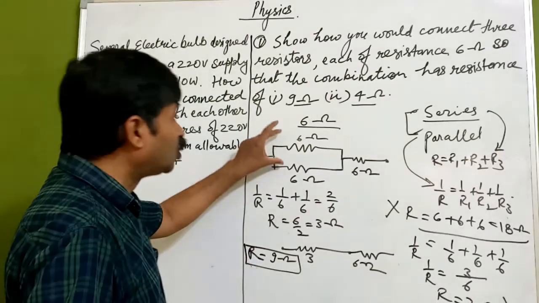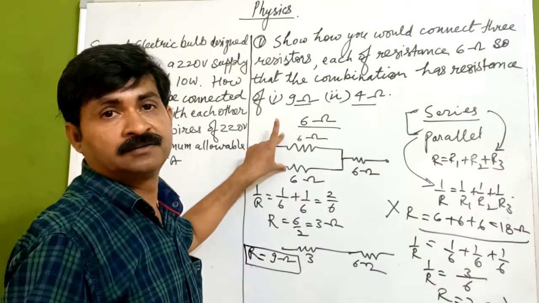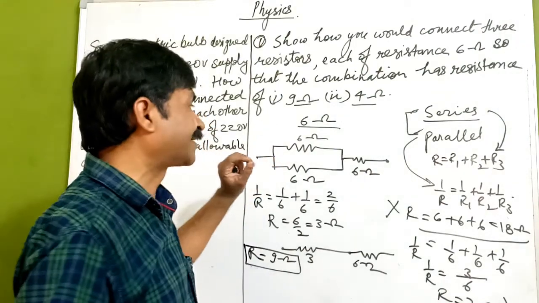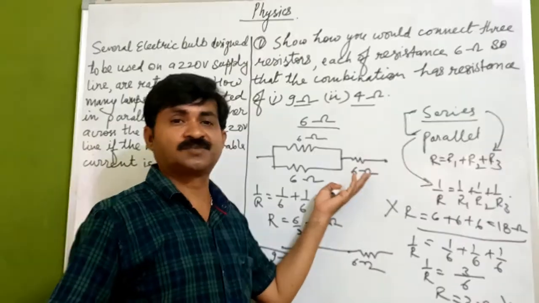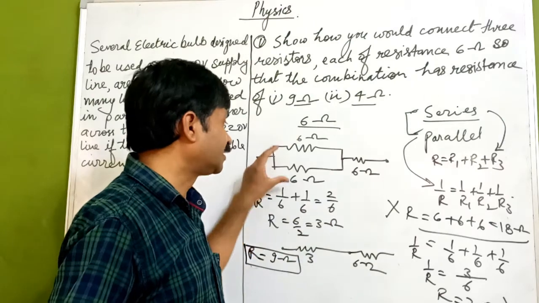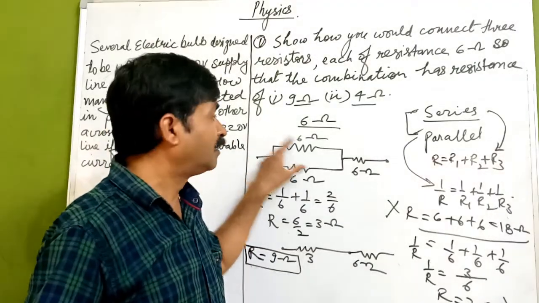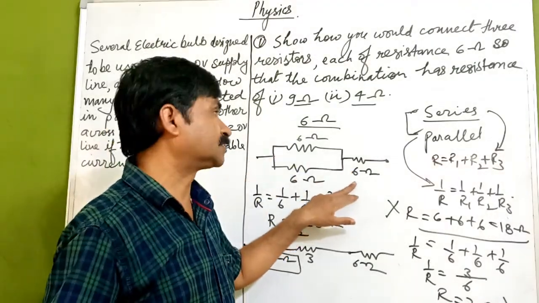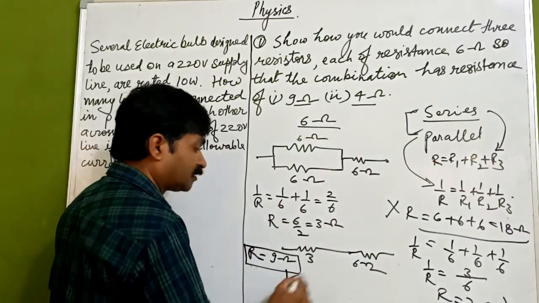We have to connect 2 resistances in parallel. We have to connect these 2 resistances in parallel along with the third resistance in series. So what we will get? We will get 9 ohm.